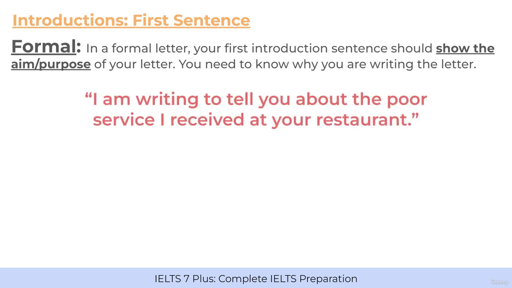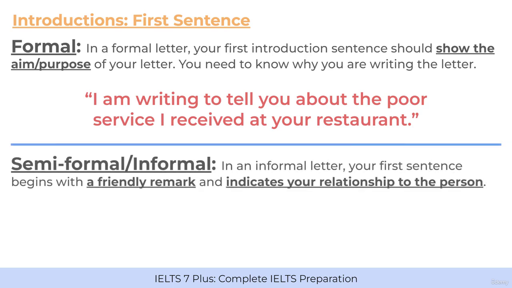And here we go. Here's an example of an introductory first sentence. I am writing to tell you about the poor service I received at your restaurant. I am, no contraction, I am writing to tell you about. You can use that format quite often. And we can see here that this is going to be a letter of complaint.